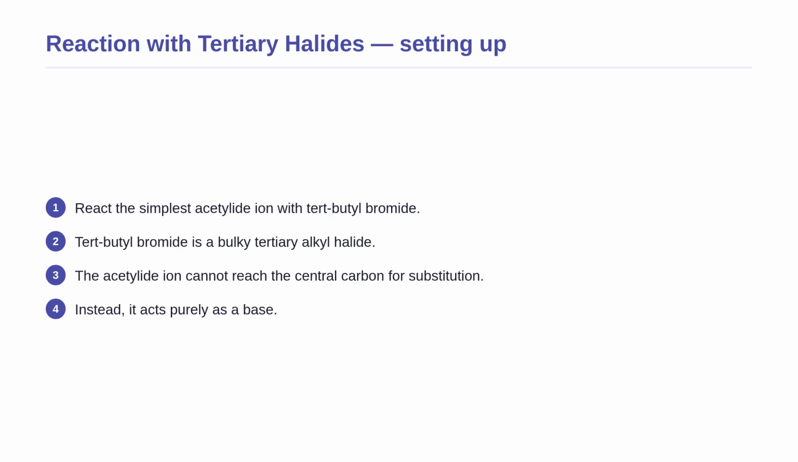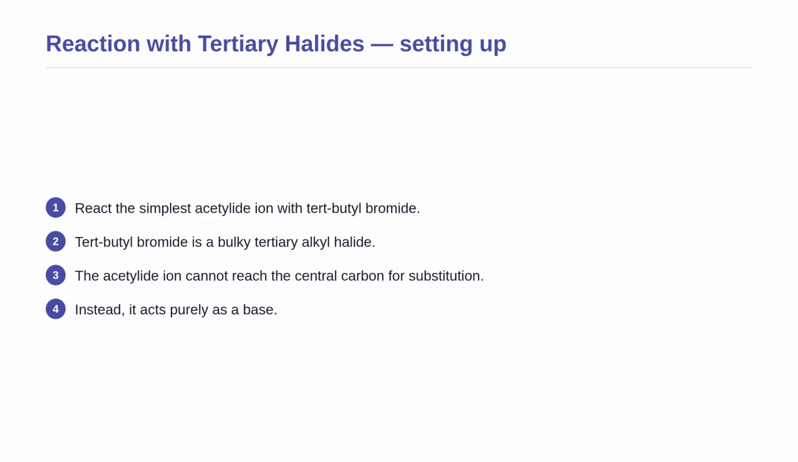Suppose we react the simplest acetylide ion, formed from acetylene, with tert-butyl bromide. Tert-butyl bromide is a tertiary alkyl halide, meaning the carbon attached to the bromine is also attached to 3 other bulky methyl groups. We might hope to form a new carbon-carbon bond, but as we just learned, the physical crowding prevents this. The acetylide ion simply cannot reach the central carbon to perform the substitution.